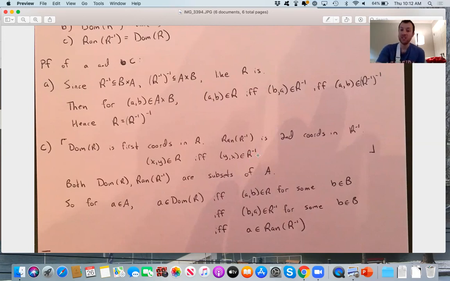So how we can piece these together is if you take a first coordinate in R, then it appears in an ordered pair. You can flip it to get an ordered pair in the inverse relation, but then after flipping it, this x, which was a first coordinate over here, so it's in the domain, is a second coordinate over here, so that means it's in the range of the inverse. So those are the steps that we're going to be using.